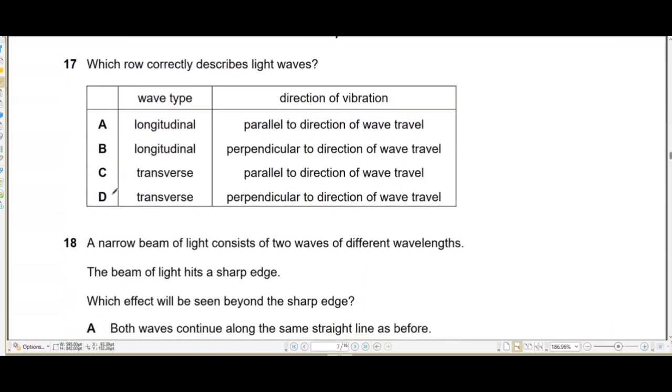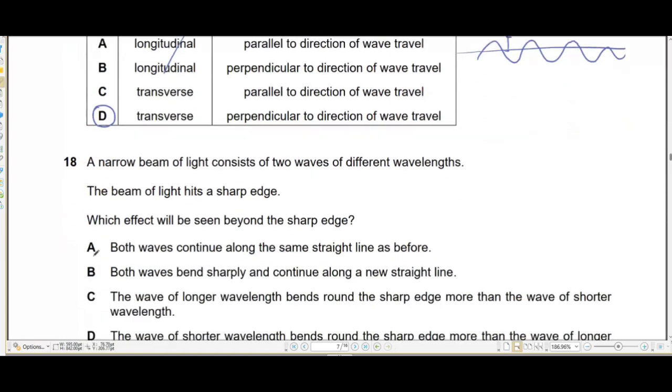Question number 17. Which row correctly describes light waves? Light waves are a type of transverse wave. All the ones in the EM spectrum are transverse waves, and for a transverse wave, the direction of the vibration obviously has to be perpendicular to the direction of the motion. So like this. So D is going to be our correct option for that.